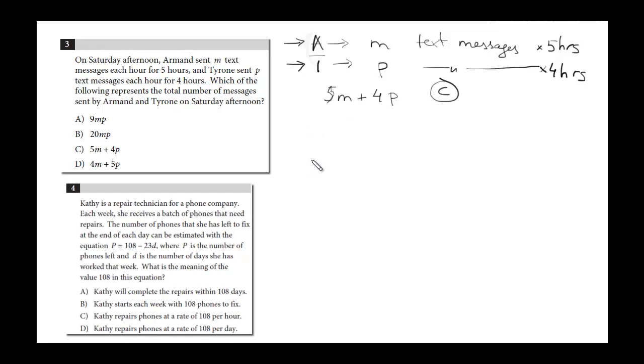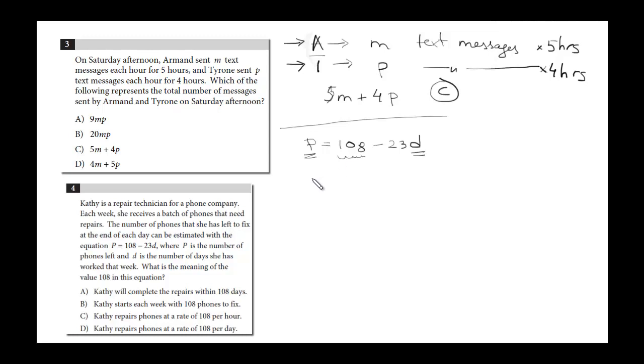Now if we look at number 4, we are told that Katie is a repair technician for a phone company. Each week she repairs a batch of phones that need repairs. Each week, remember. The number of phones that she has left to fix at the end of each day can be estimated with the equation P equals 108 minus 23D, where P is the number of phones left and D is the number of days she has worked that week. What is the meaning of the value 108 in the equation?